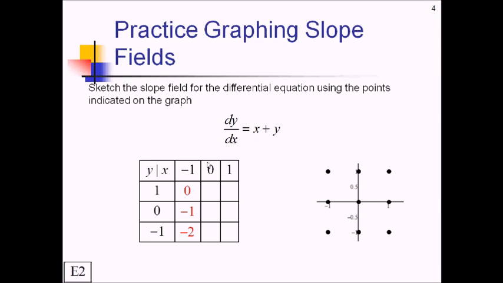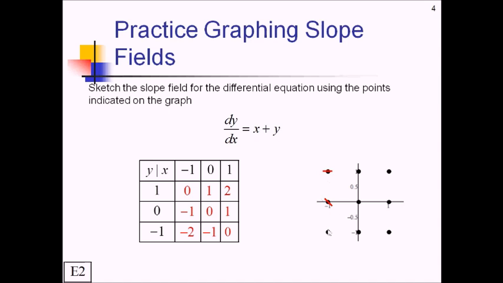Up here, I've got 0 plus 1, and then 0 plus 0, 0 plus -1. And finally, we've got 1 plus 1, 1 plus 0, and finally 1 plus -1 gives us 0. Putting those slopes in there, we've got 0, a flat line, this is -1.